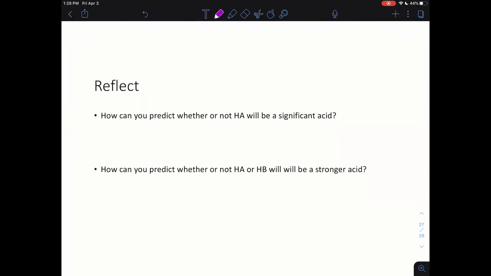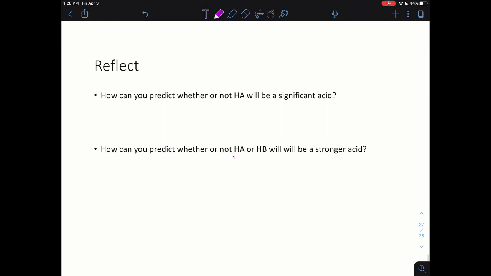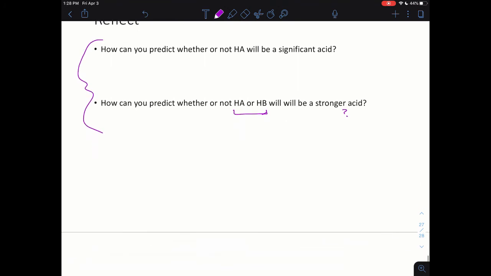So I would like for you to spend some time with these reflection questions after the video. How can you predict whether or not an acid, HA, will be a significant acid? And how can you predict whether or not HA versus HB will be a stronger acid? So imagine you have two different acids. How can you tell which one will be stronger? And a hint, there might be similar answers to these two questions.